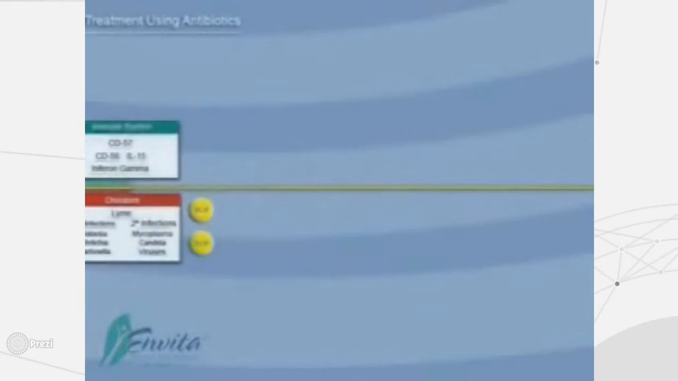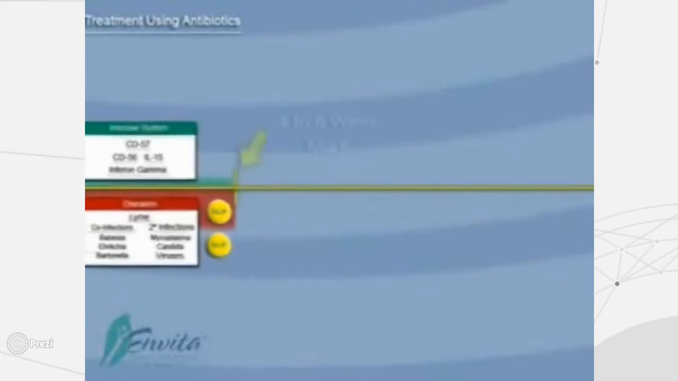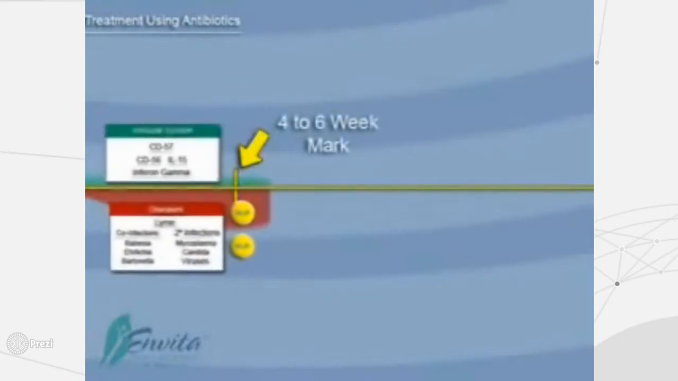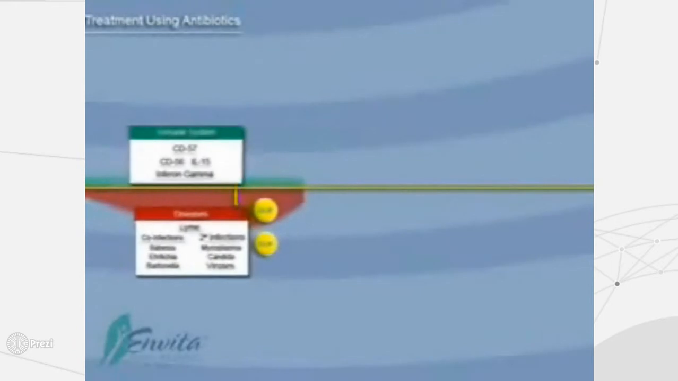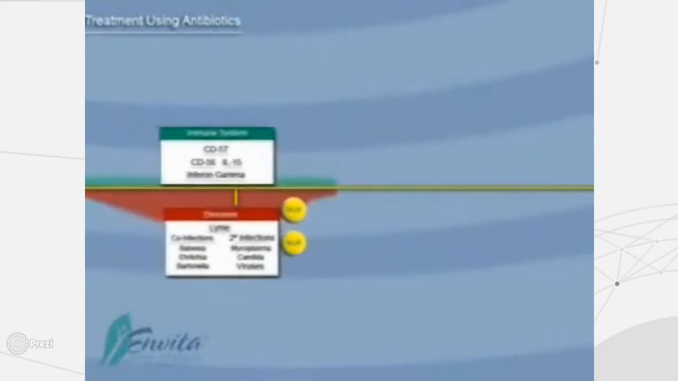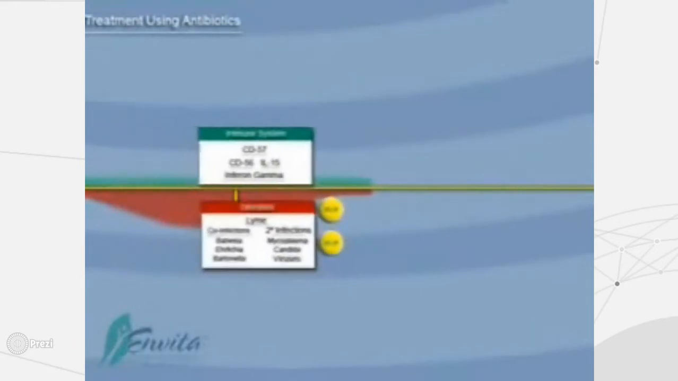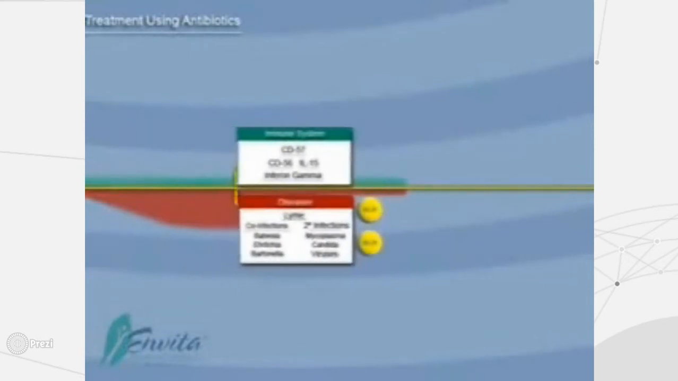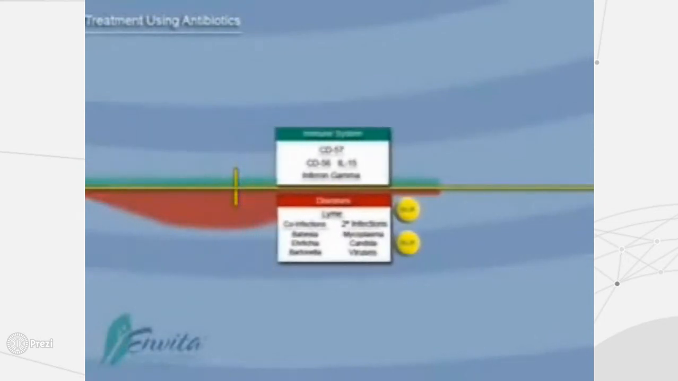Now, let's review three common treatment scenarios. Number one, the patient is diagnosed with Lyme disease and then given 4 to 6 weeks of IV antibiotics. You'll notice it does nothing for the immune system except impair immune function, slightly shifting the disease over 4 to 6 weeks, and then you'll see the relapse once the antibiotic treatment ends.